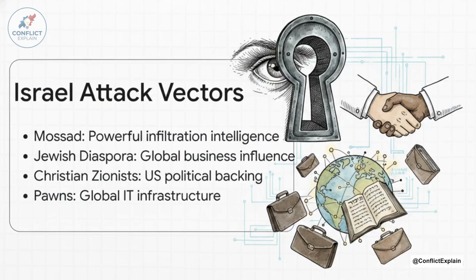To execute this Greater Israel project, they rely on three incredibly effective attack vectors. First, Mossad, which the framework describes as the world's most powerful intelligence agency for systemic infiltration. Second, a highly influential global business network through the diaspora. And third, and this is arguably the most crucial for blocking counterattacks, is the political backing of Christian Zionists in America. This is a super unique vector because this political base supports expansion not necessarily for immediate economic gain, but because it aligns perfectly with their own theology of the end times.